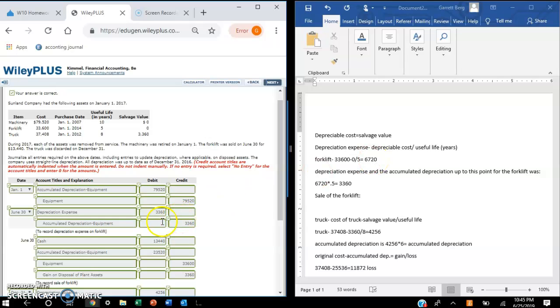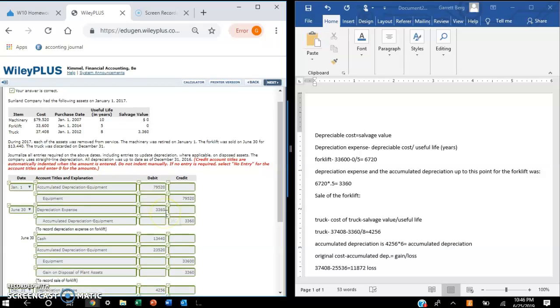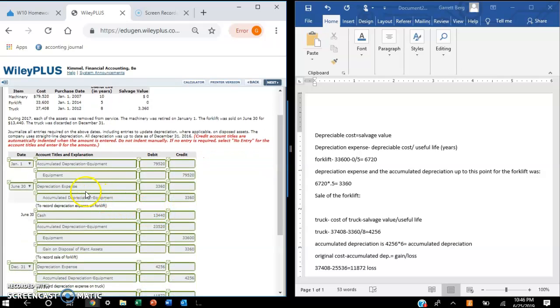Before we put that in, it was sold on June 30th, so it was just 6 months, which is half a year. So we multiply that by 0.5, and we get $3,360. So we debit the depreciation expense for $3,360, and the same to the accumulated depreciation for the equipment up to that point.